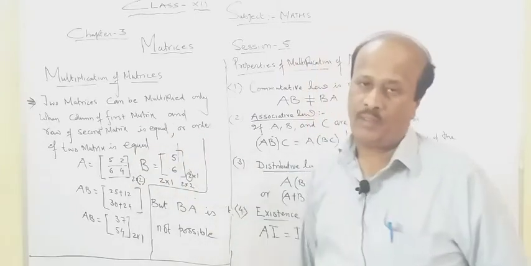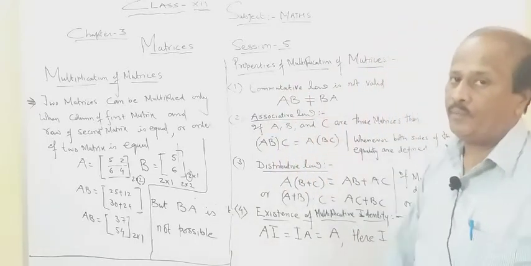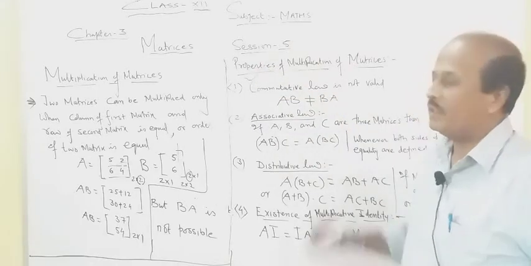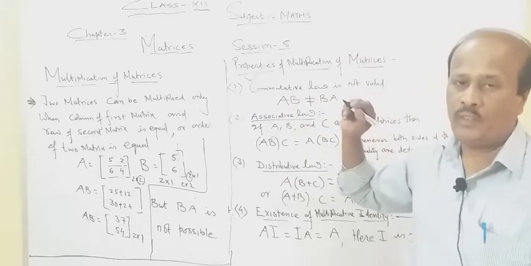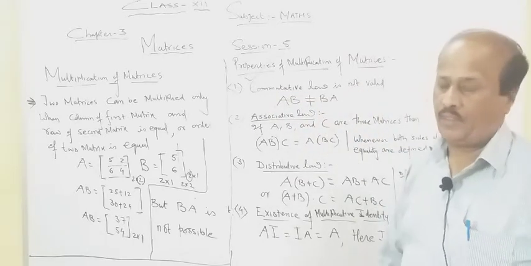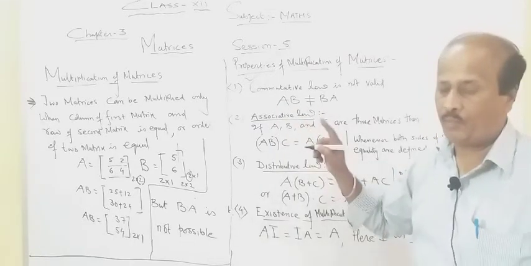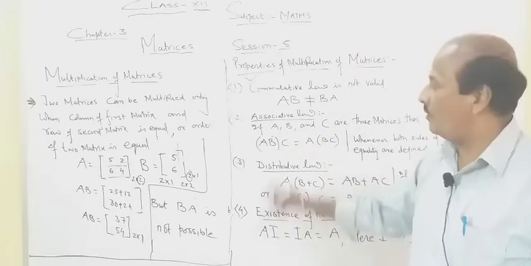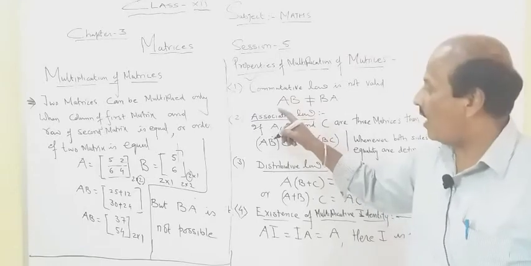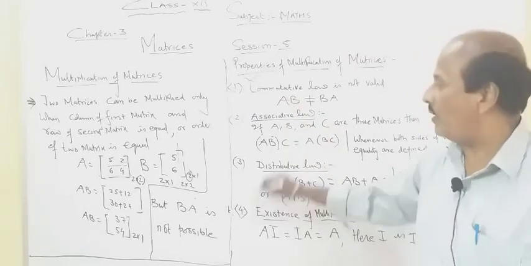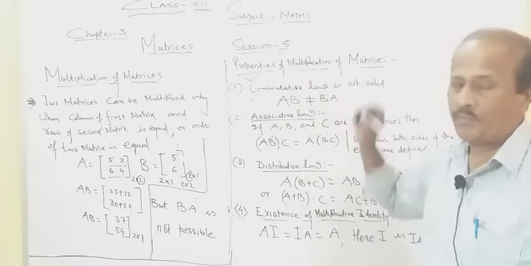Now some properties of multiplication of matrices. Already I told you the properties of addition of matrices; this is the properties of multiplication of matrices. As I just told you, the commutative law does not hold in the case of multiplication. AB cannot be equal to BA anyhow. First of all, multiplication should be possible. So see the order, and even if the orders are the same and you multiply, the answer will never be equal. So the commutative law does not hold in the case of multiplication of matrices.